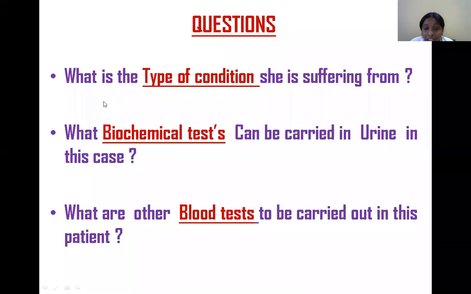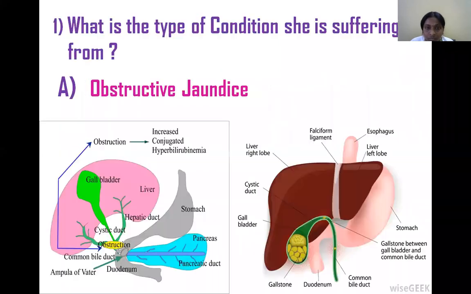Questions. What is the type of condition she is suffering from? What biochemical test can be carried out in urine in this case? What other blood tests are to be carried out in this patient? What is the type of condition she is suffering from?